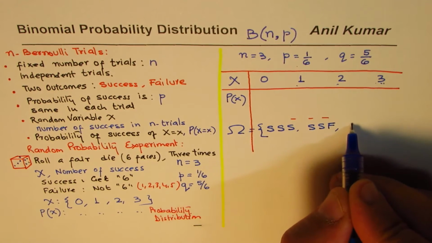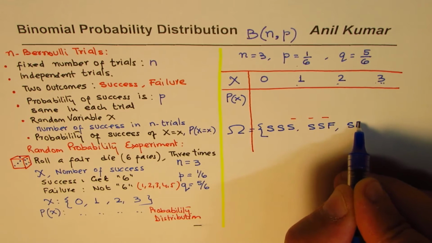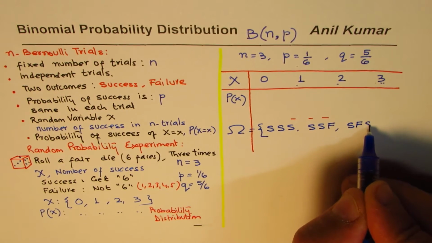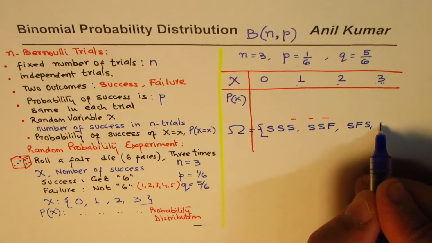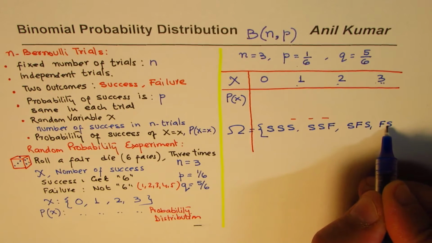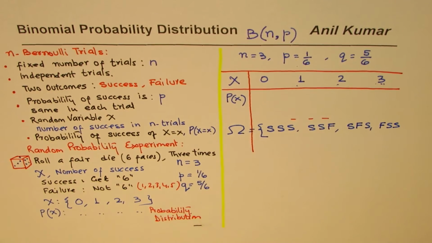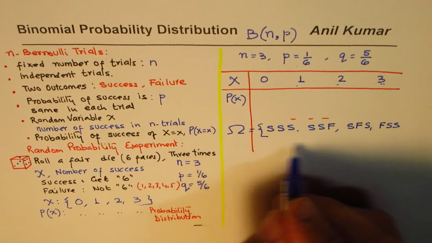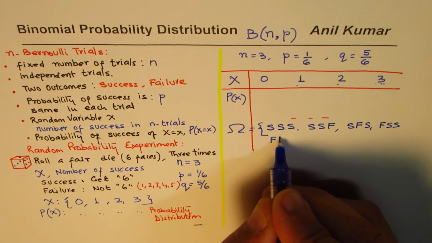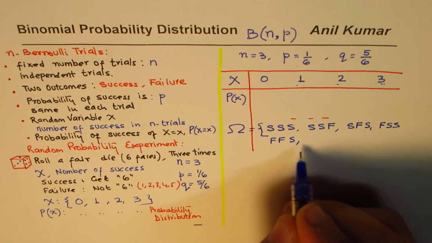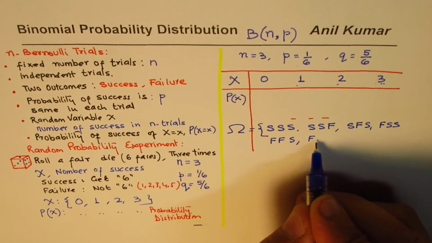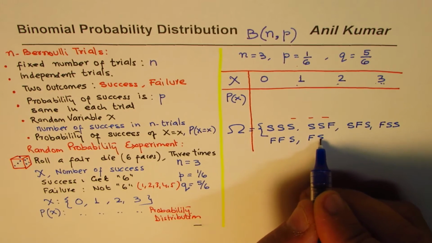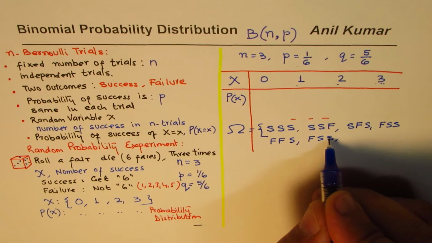Now this failure could happen in the different positions, right? Second trial could be a failure, or the first trial could be a failure. Is it okay? So 2 successes and a failure. Well, we could also have 2 failures and a success. This success could be last time or in middle, or this is a failure. 2 failures we're looking for.